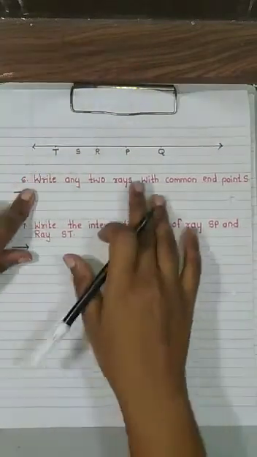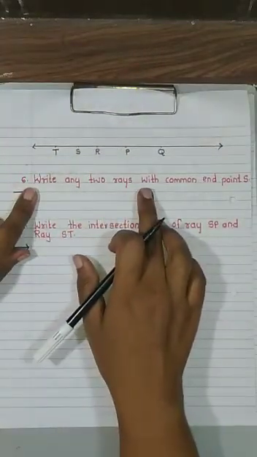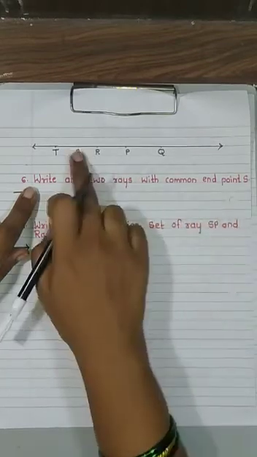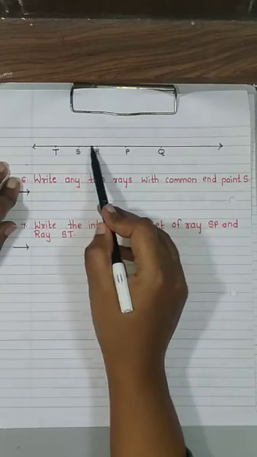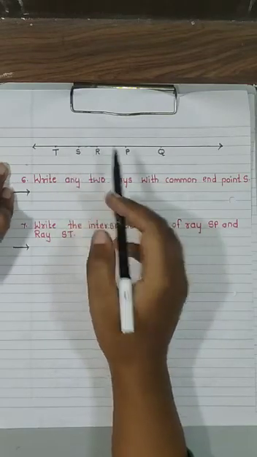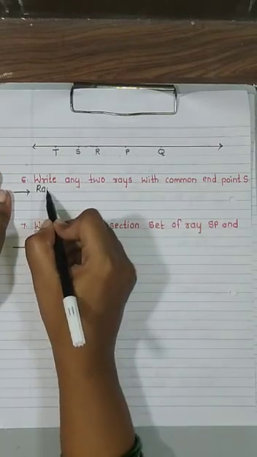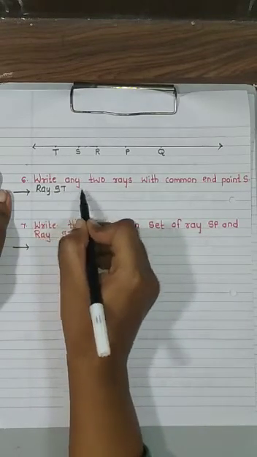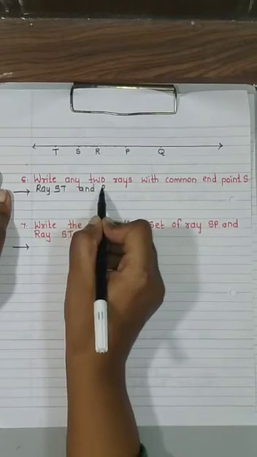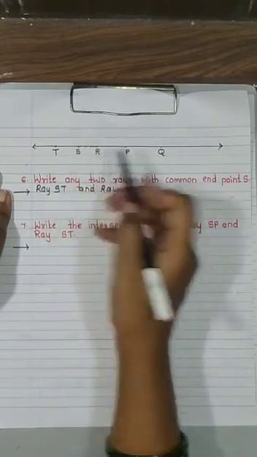Question number 6. Write any two rays with common endpoint S. Now which rays have common endpoint S? That is ray ST and ray SR.